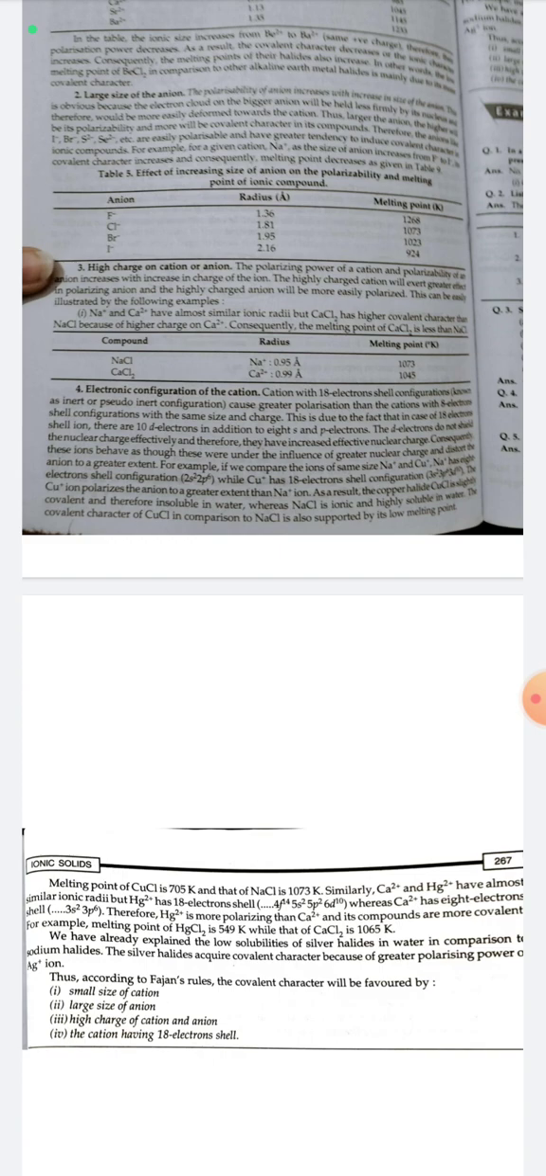We have already explained the low solubility of silver halides in water in comparison to sodium halides. The silver halide acquires covalent character because of the greater polarizing power of Ag positive, and thus, according to Fajan's rule, the covalent character will be favored by the small size of cations, larger size of anions, high charge of cation, and the cation having an 18 electron shell.